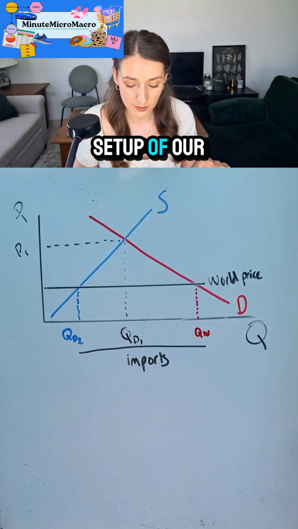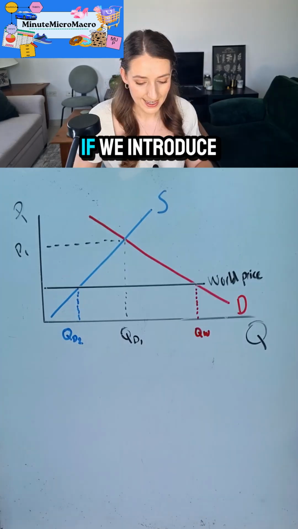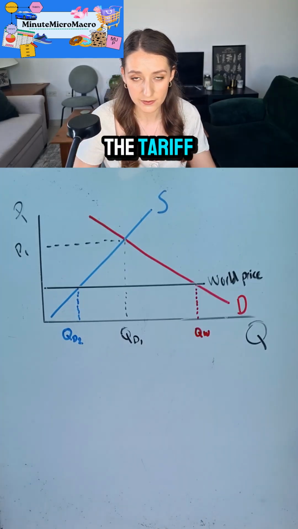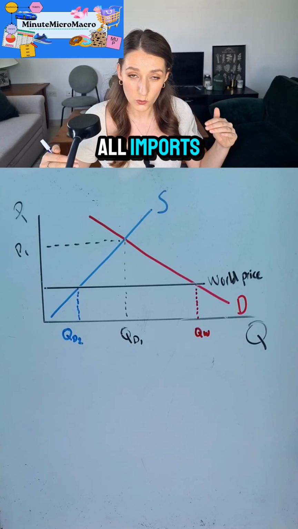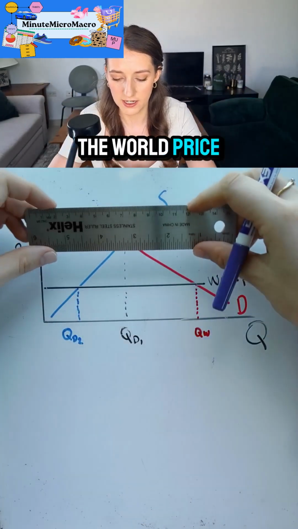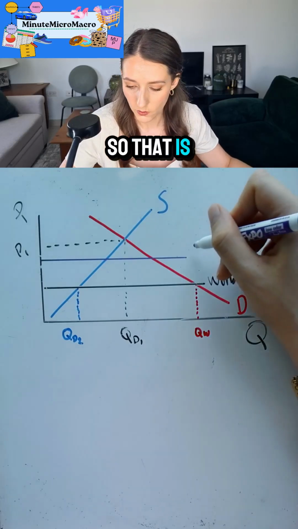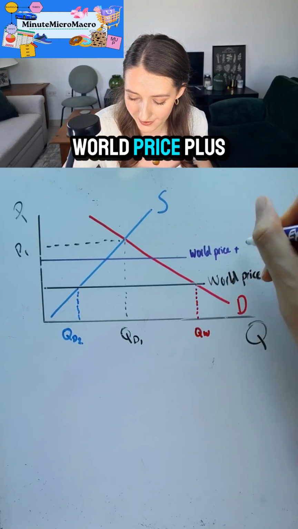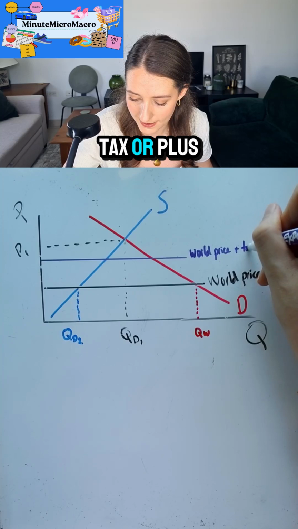This is the setup of our tariff diagram. If we introduce the tariff, that would be a tax on all imports. It would increase the world price artificially. So that is world price plus tax, or plus the tariff.